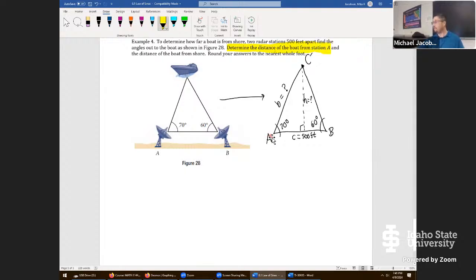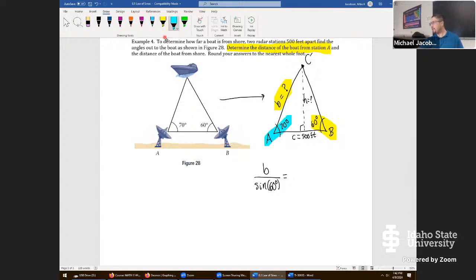So here's station A. Here's the boat. They're saying determine that distance right here. And that's kind of nice because we know that angle measurement for B. It's at 60 degrees. So we can start by saying B divided by sine 60 degrees, and we have one half of the law of sines. We can get the right stuff over here. Our work is going to be just about done. So let's see what we have.